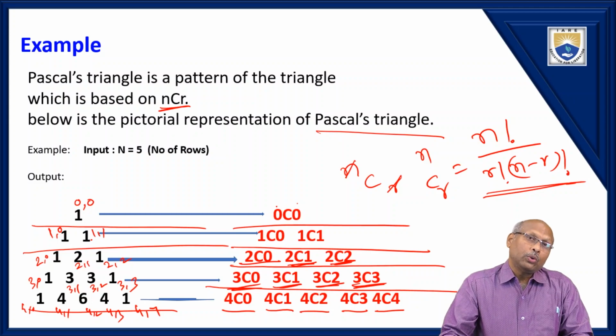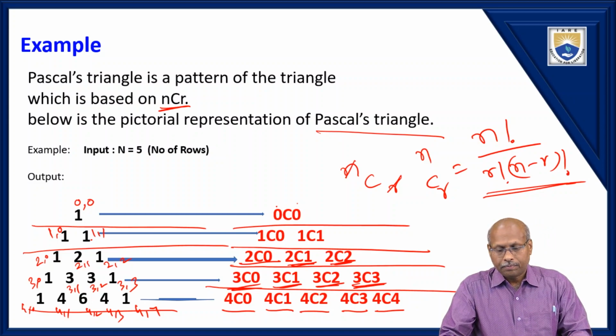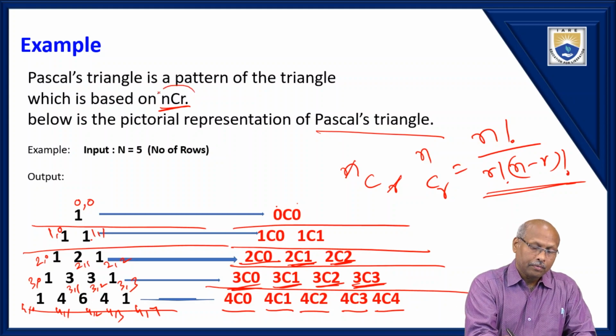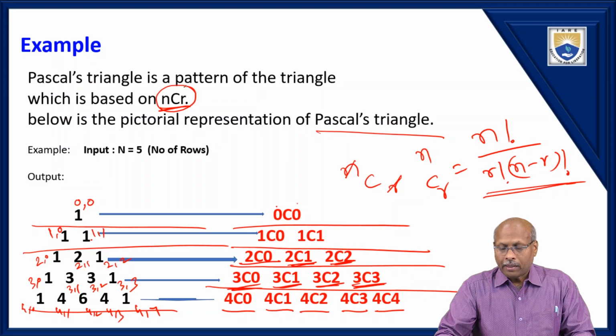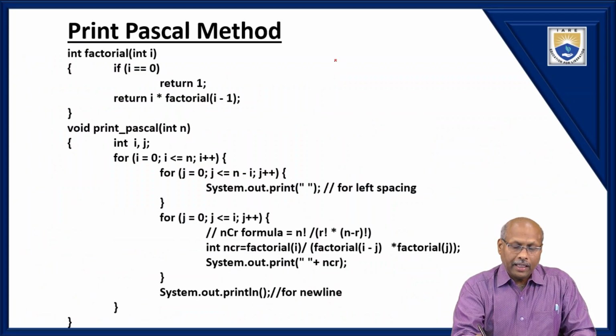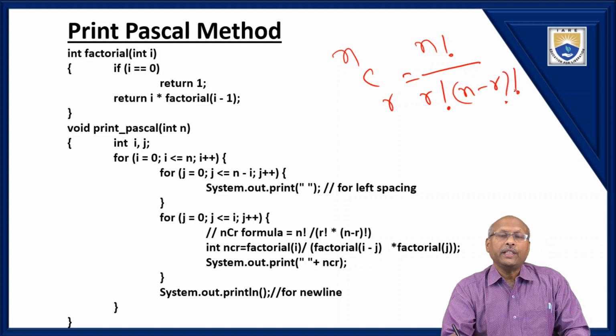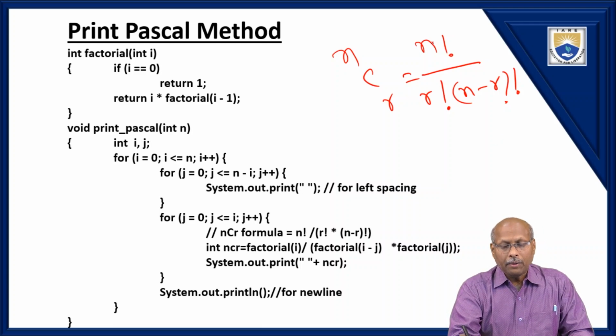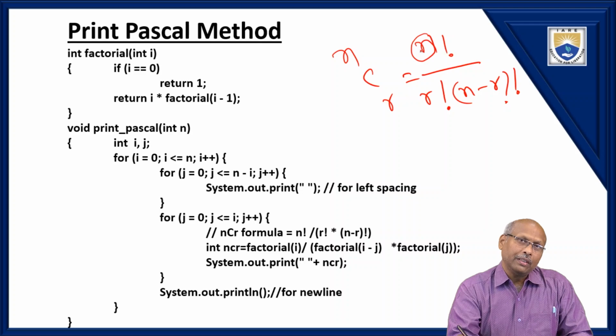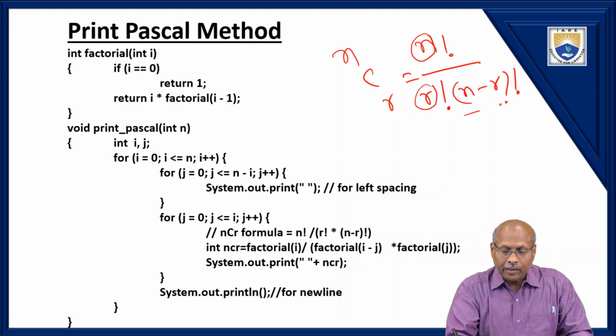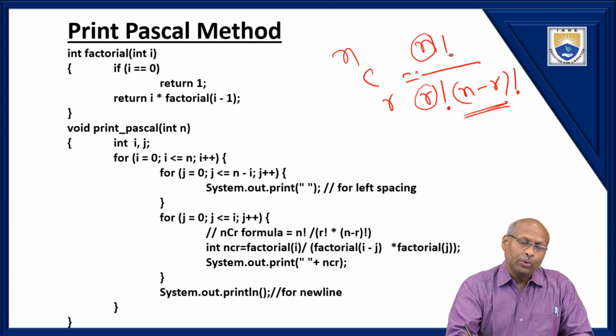Now we'll write a program to generate this particular triangle by using the NCR formula. Now to calculate NCR, what is the formula? N factorial divided by r factorial into n minus r factorial. So for this you need the factorial logic. If I give some value n to the factorial method, that factorial method should calculate the value. Similarly, I will calculate r factorial, then n minus r factorial. After knowing these three values, I can get the value for the Pascal triangle.